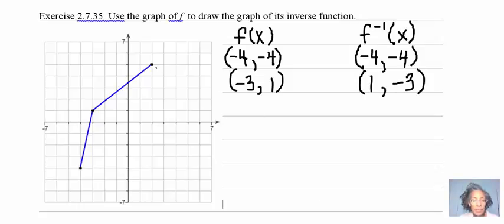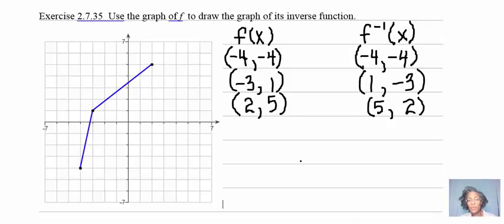And let's look at this upper point whose x-coordinate is 2 and whose y-coordinate is 1, 2, 3, 4, 5. So on f, this is the point 2, 5. Interchange the x and the y, and we have the point 5, 2 on the inverse.